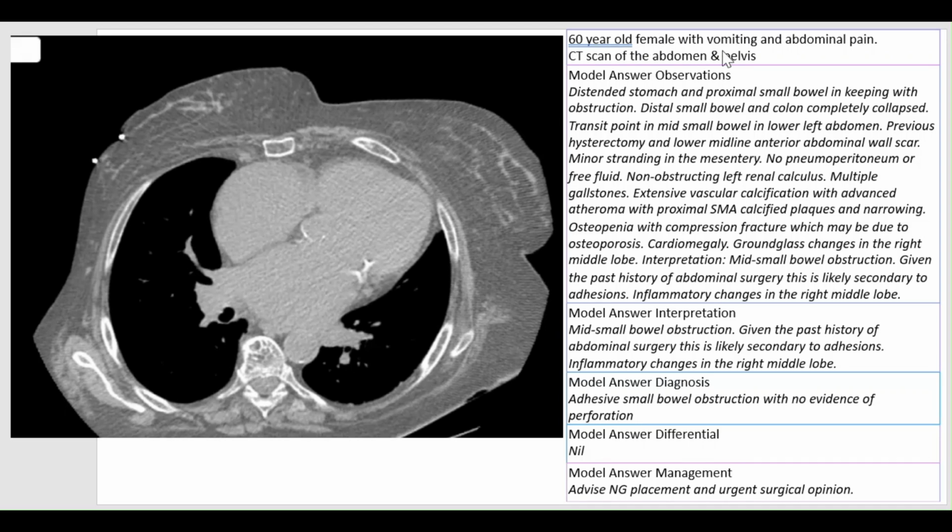6-year-old female with vomiting and abdominal pain. This is CT scan of the abdomen and the pelvis.